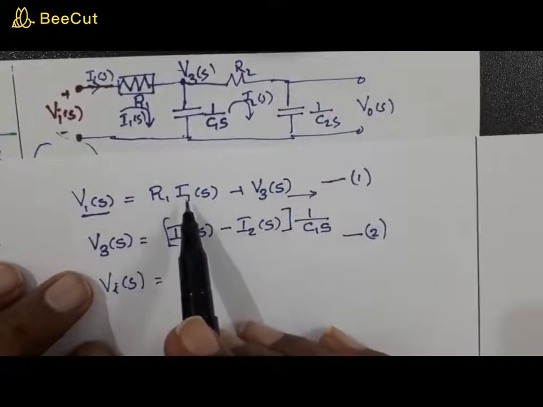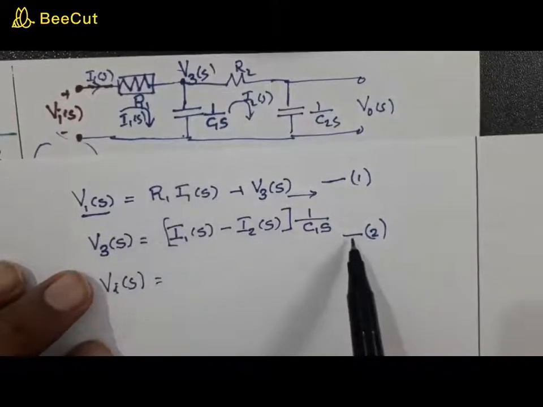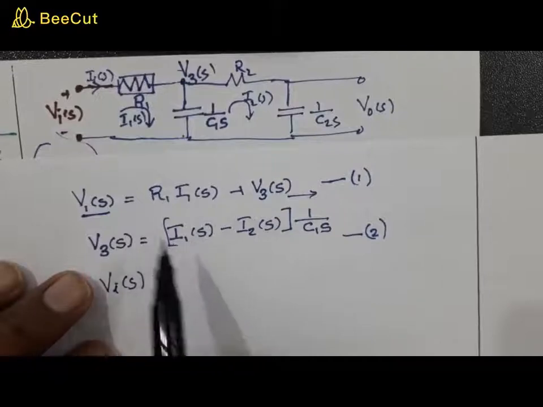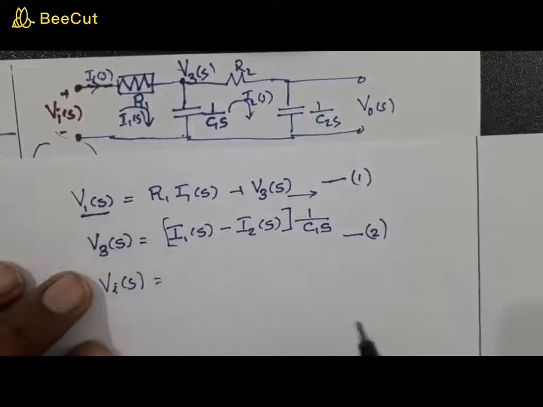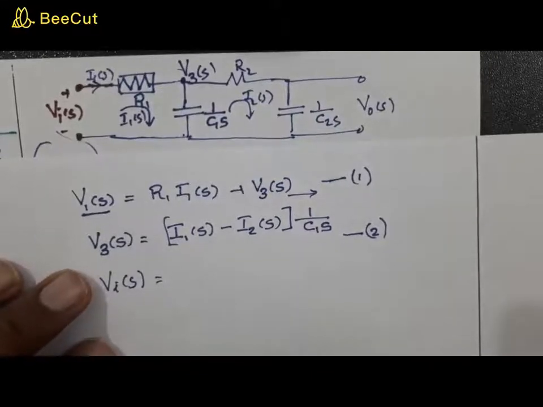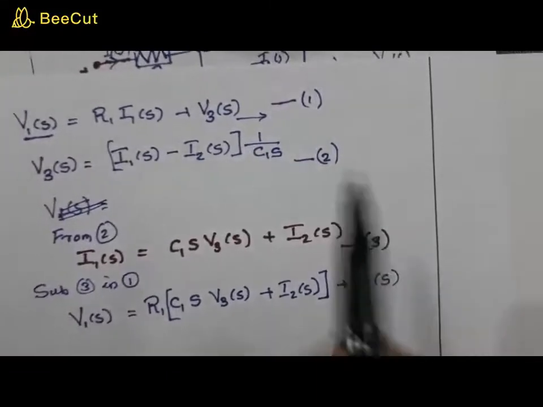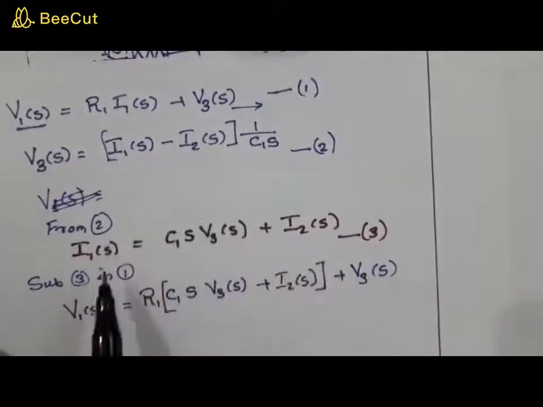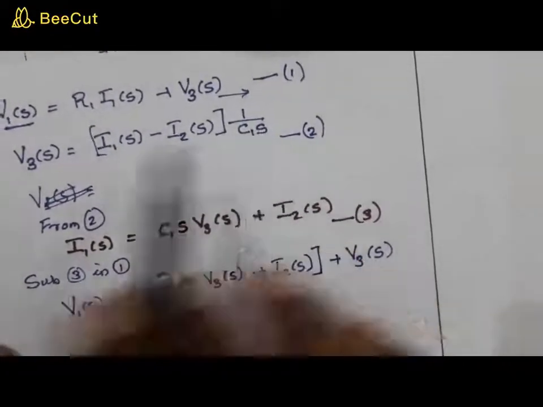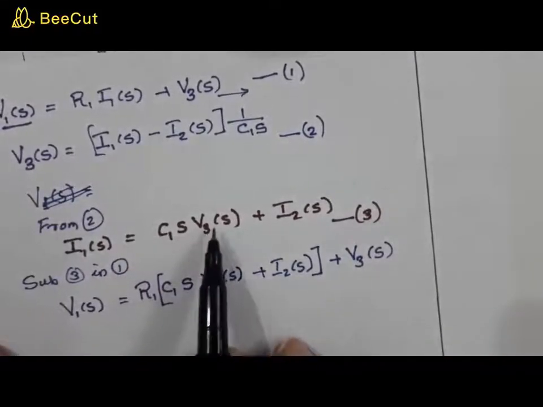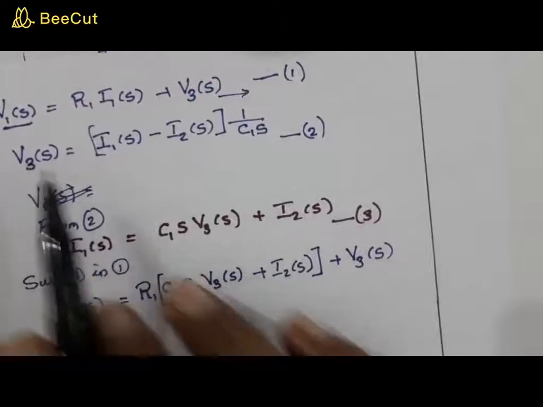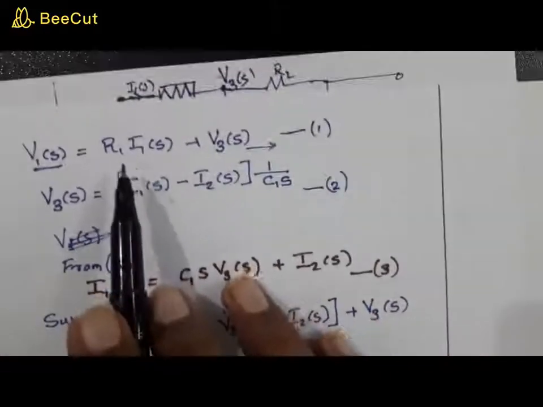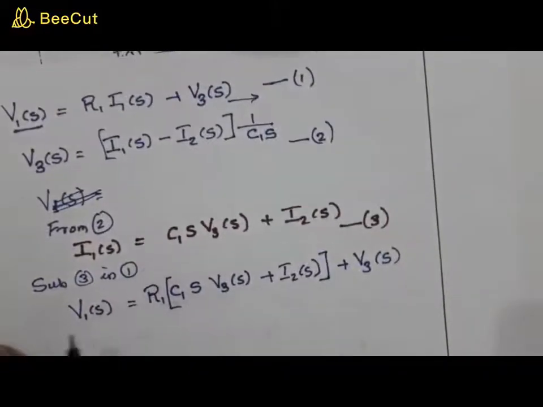Now is there any way to substitute I1 of S? Coming to equation 2, you will be able to get what I1 of S is. Finding that I1 of S and substituting in V1 of S, we will get an expression. Let us see what it is. Now look at the second equation. From the second equation, we can find I1 of S. You can bring C1S to this side, so this is C1S into V3 of S, plus, bringing I2 of S to this side, you get I2 of S. Now this can be substituted in equation 1 instead of I1 of S, so you will get this equation.